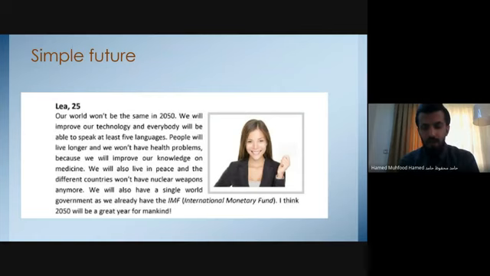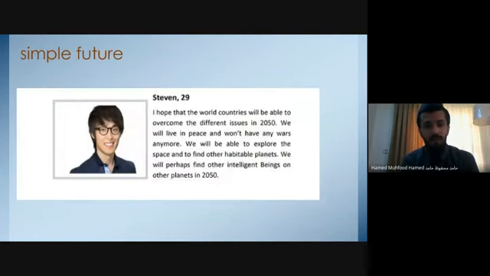Now let us check the other viewpoint, delivered by Stephen, who is 29 years old. Let us see what he thinks of the world in 2050.